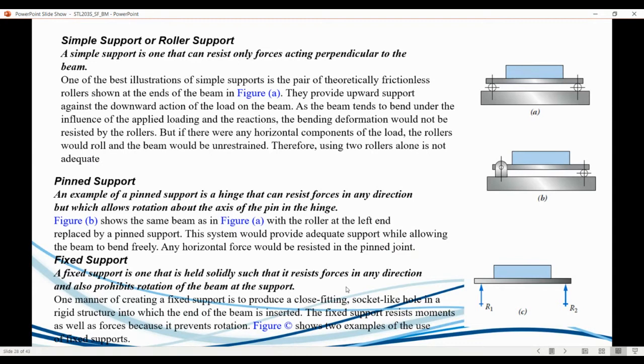You've also got a pin support, and the pin support basically means that it's free to rotate about the axis. An example of a pin support is a hinge, right? That can resist forces in any direction, but allows for rotation about the axis. So you know what that is.